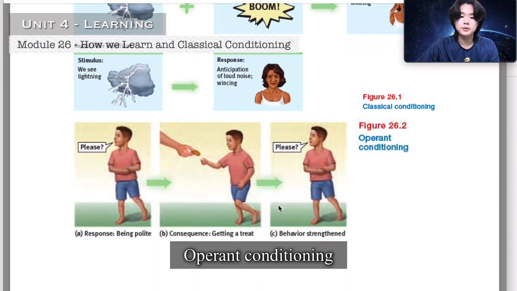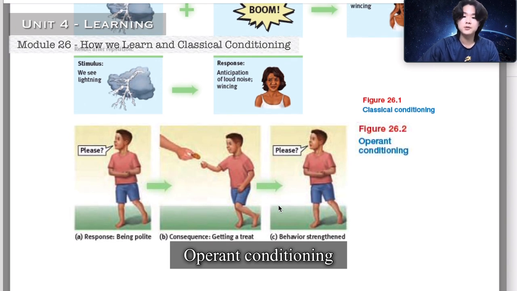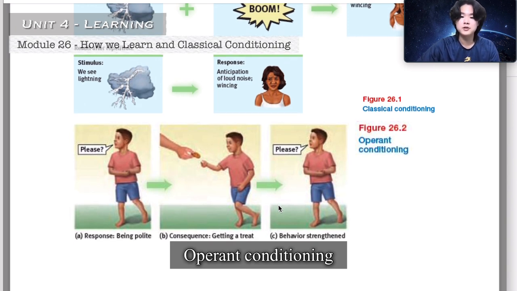Another example is when you say please for the first time as a boy, the response is being polite, right? When you say please, the magic word that makes things happen. And then as a consequence, let's say the boy in this picture got a treat, a piece of candy. And then the boy says please again because he is anticipating, looking forward to getting another piece of candy. Now this shows that the behavior strengthened, right?